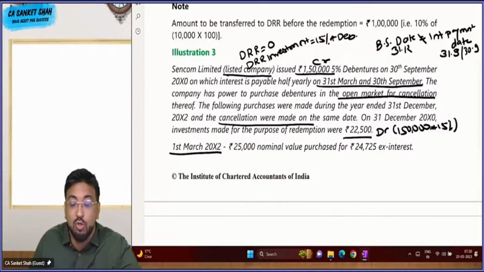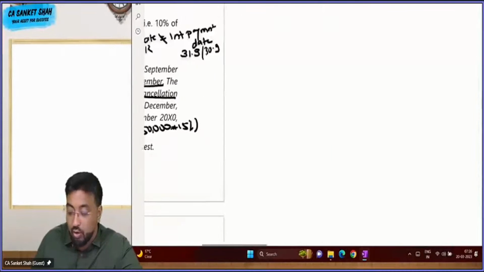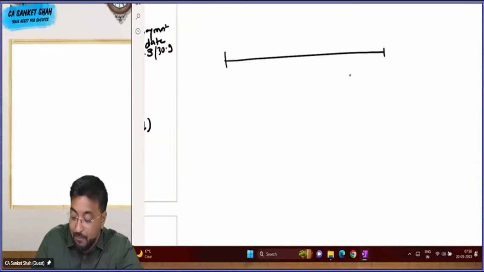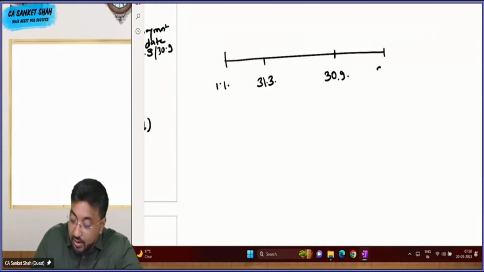Here, your interest will be outstanding for some months. Why? Because of the accrual concept of accounting. We are followers of the accrual concept of accounting. Now what is going to happen? Suppose your year starts from 1st of January. First interest you paid on 31st of March, and then you paid the interest on the 30th of September, and your balance sheet ends on 31st December.